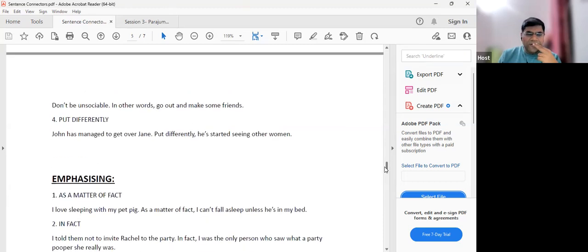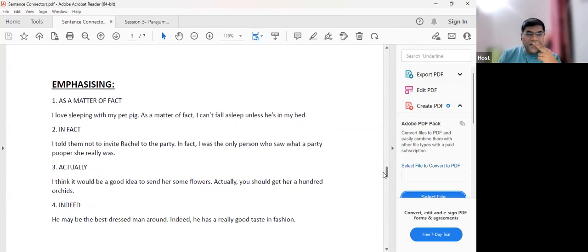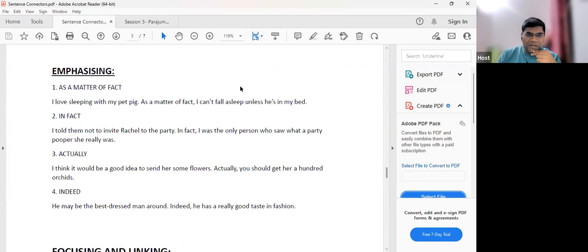In other words, put differently, you see how you emphasize by using certain phrases. As a matter of fact, I love sleeping with my pet pig. As a matter of fact, I can't fall asleep unless he's in my bed. So can I say this is actually used for emphasis? I love sleeping with my pet pigs. As a matter of fact. So you are emphasizing something. So this entire thing makes sense only when this is present.